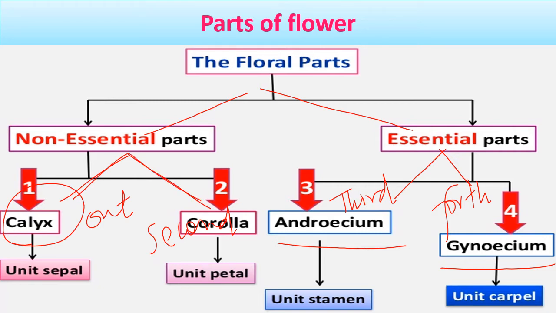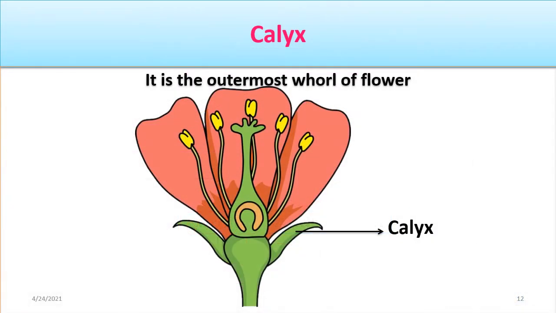So the member of calyx is sepal, the member of corolla is petal, the member of androecium is stamen, and the member of gynoecium is carpel or ovary. So we can study these things in detail in the next slides. We can start with calyx. So this is the stalk of the flower and this is the calyx. Now we will be concentrating on this calyx part in the next few slides.